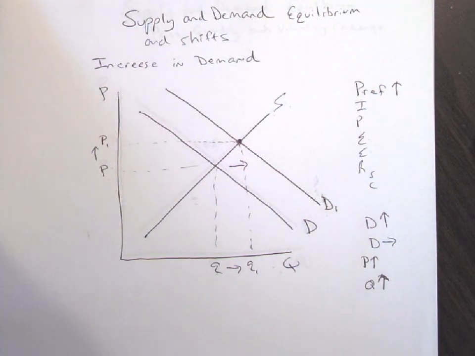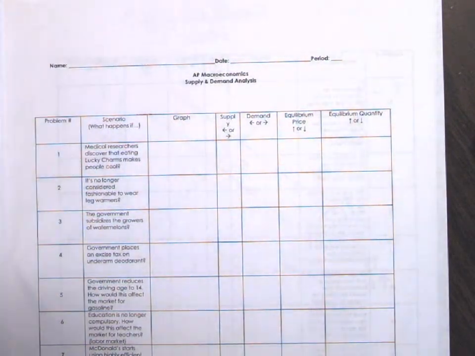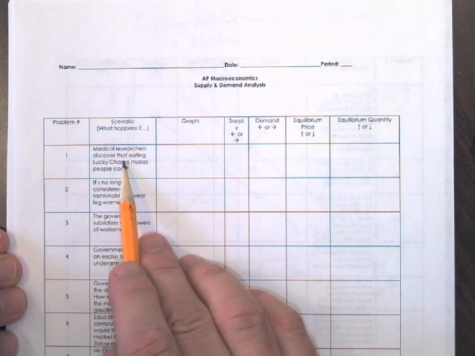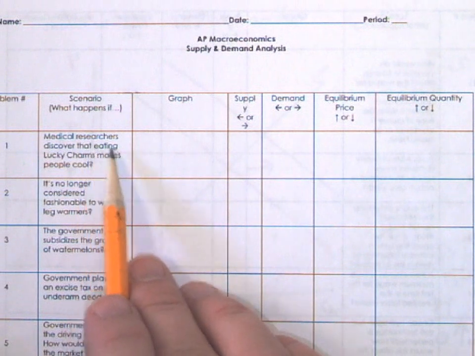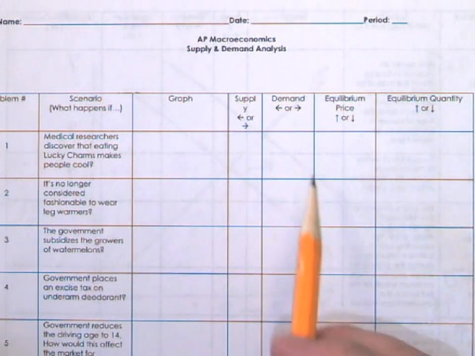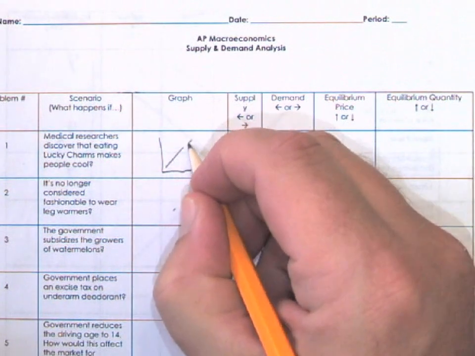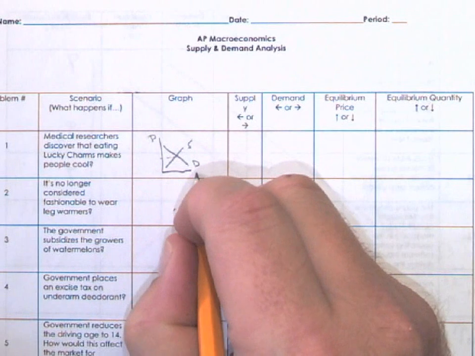So now let's take this same idea over to our example, our supply and demand analysis. On this page right here, we can see medical researchers discover, let me zoom in, medical researchers discover that eating Lucky Charms makes people cool. Well, our graph is always going to start with supply, demand, price, quantity.